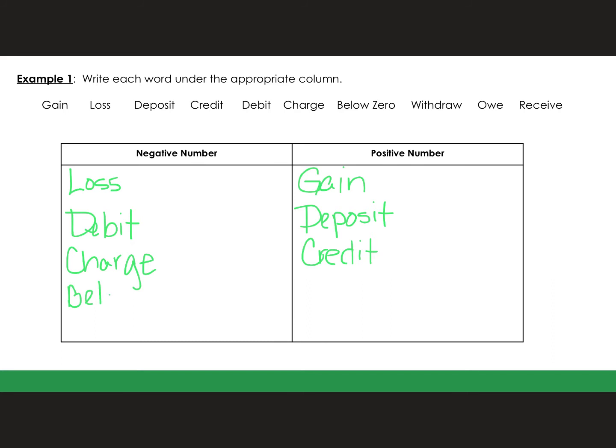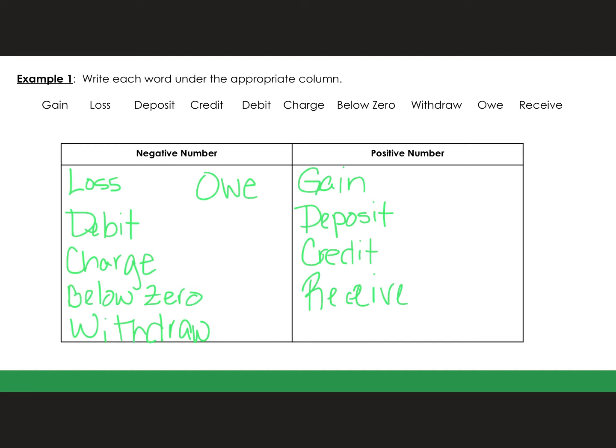Below 0, withdrawal is negative. If you owe somebody, that is negative. And if you receive something, that would be positive.